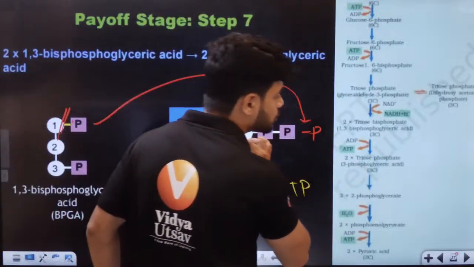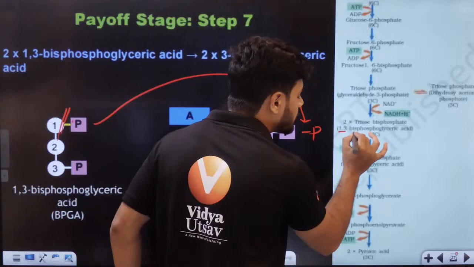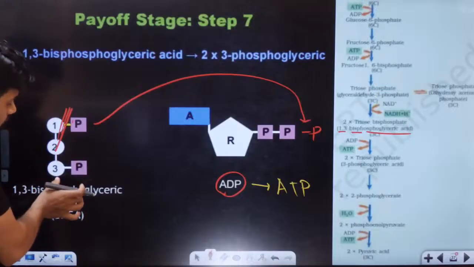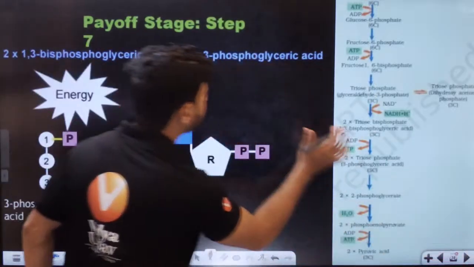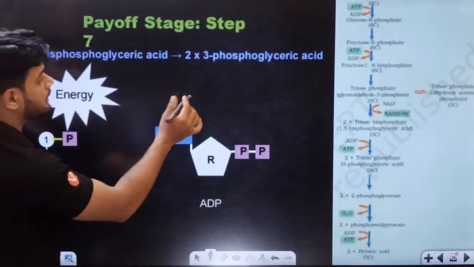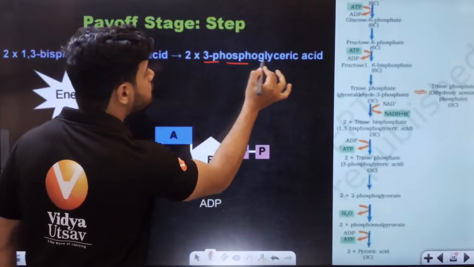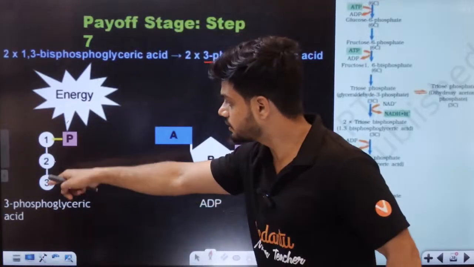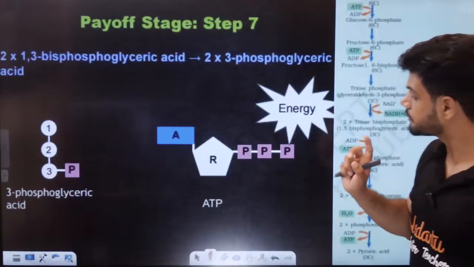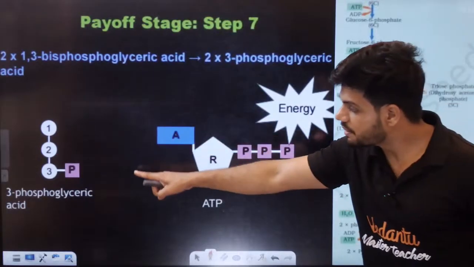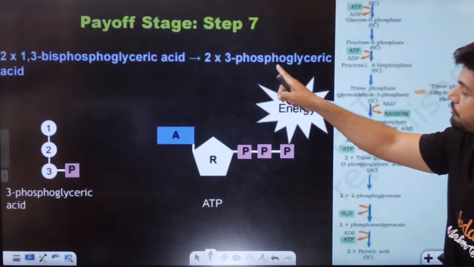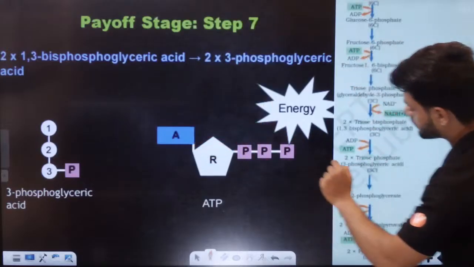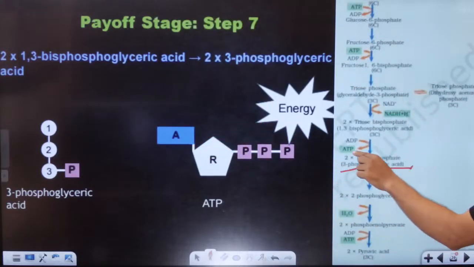You can see here, students, from 1,3 bisphosphoglyceric acid, if this is broken, what do we have? We only have 3 here. So we end up getting 3 phosphoglyceric acid. From 1,3 we get 3 because 1 is removed now. It is removed here. So we get 3 phosphoglyceric acid because one phosphate is removed from there, and 1 ATP is given here.